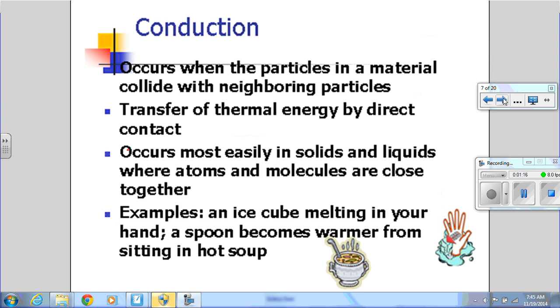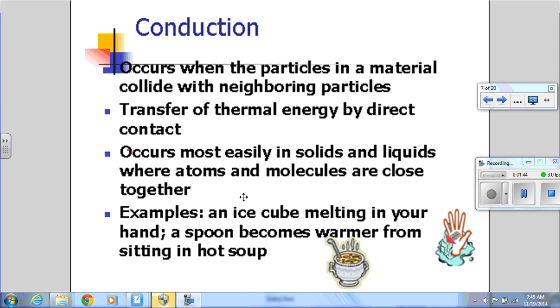Let's first talk about conduction. Conduction is one of the easier types of heat transfer to identify. Conduction is going to occur when particles in a material collide with neighboring particles, which basically means that those objects are going to be in direct contact. You have two items that will be touching, and when those objects are touching, heat will be transferred. Conduction is going to occur most easily in solids and liquids, where your atoms and molecules are closer together.